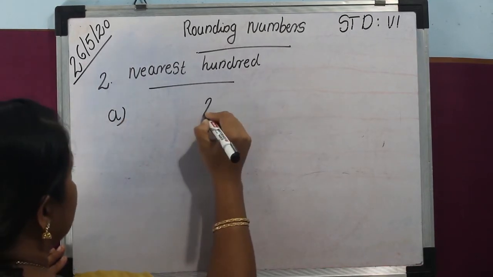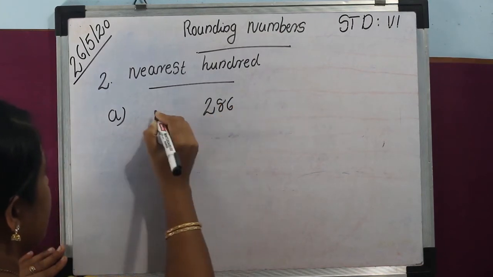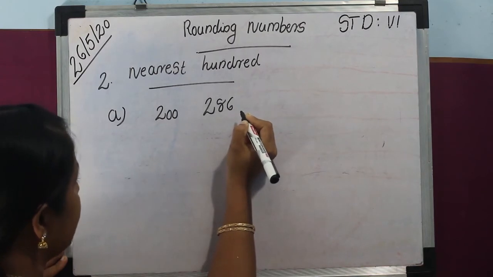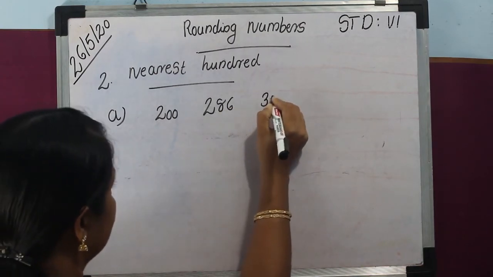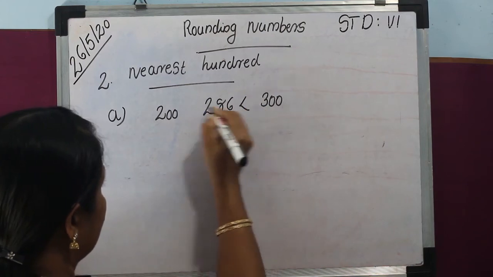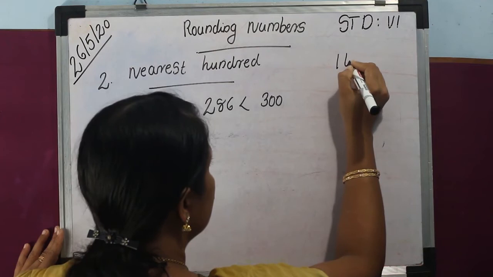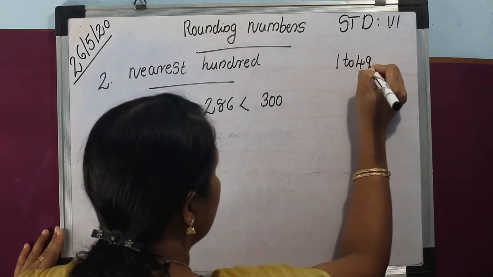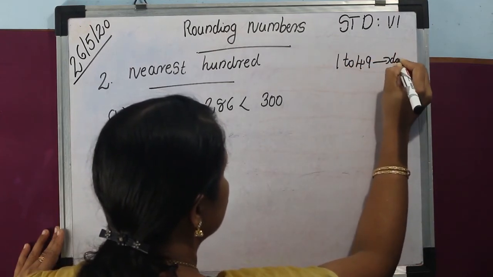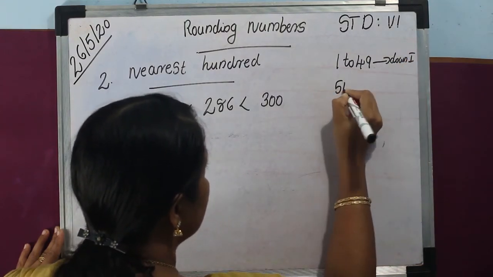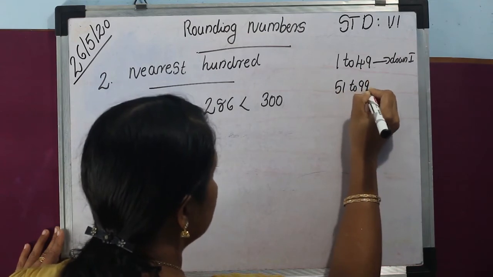Consider one example, 286. We know that 286 lies between 200 and 300. In the case of rounding numbers to the nearest 100, 1 to 49 is rounded down to the first number, and 51 to 99 is rounded up to the second number.